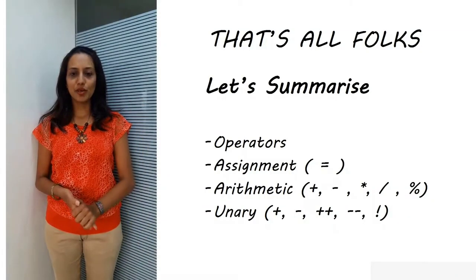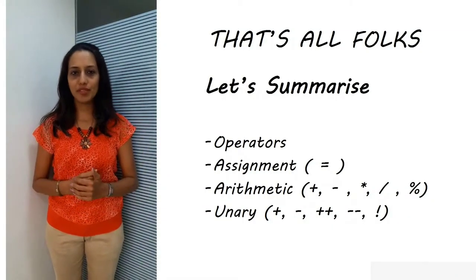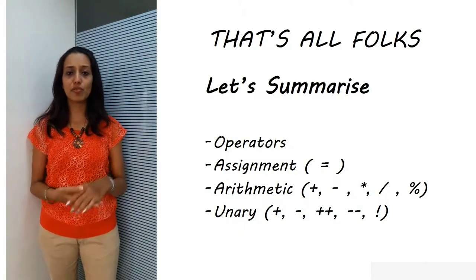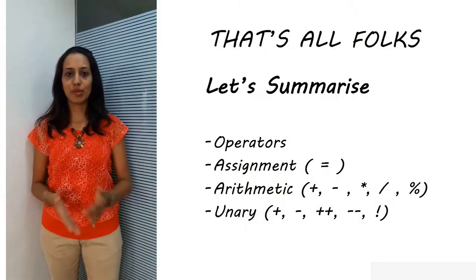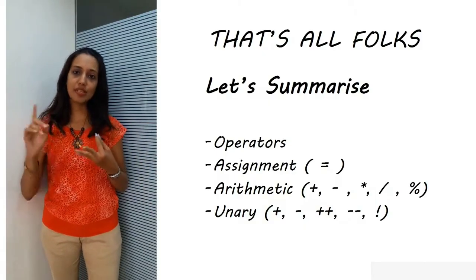Okay guys, that's all from me from TechCorner-JavaConCafe. Today let's do a quick summary of what we have done. We've seen what operators are. They are symbols which are used to perform some sort of operation on the data that we provide to a program. We've seen three sets of operators: assignment, arithmetic operators, and unary.